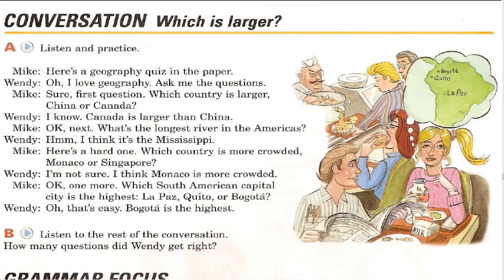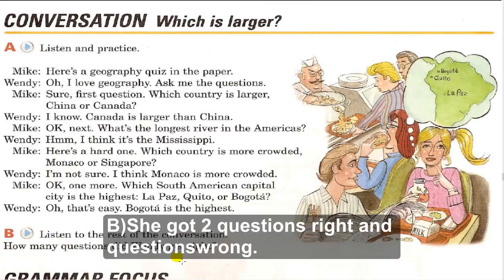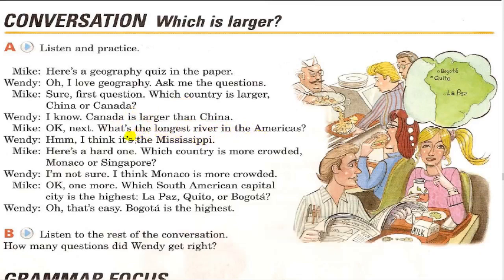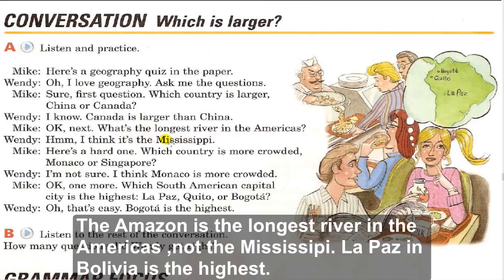Exercise number 2, Part B. How many questions did Wendy get right? Wendy got 2 questions right and 2 questions wrong. Question number 1. Which is larger, Canada or China? Canada is larger than China. Correct. Question number 2. What's the longest river in the Americas? Wendy said the Mississippi. Wrong answer. The Amazon is the longest river in the Americas.